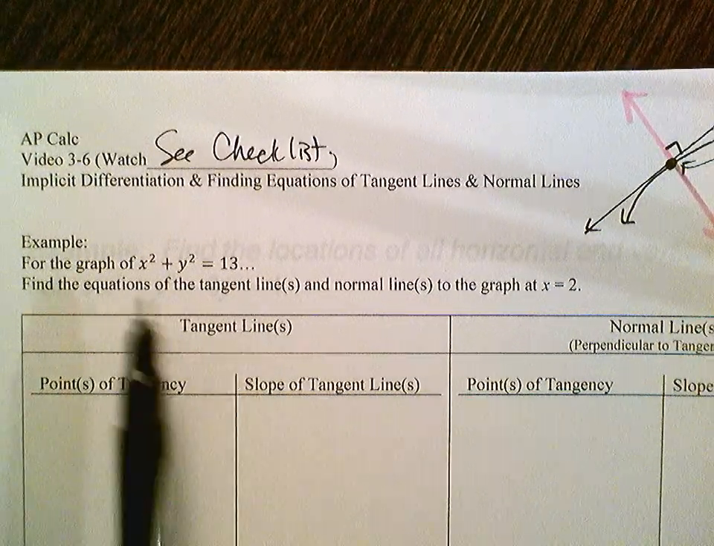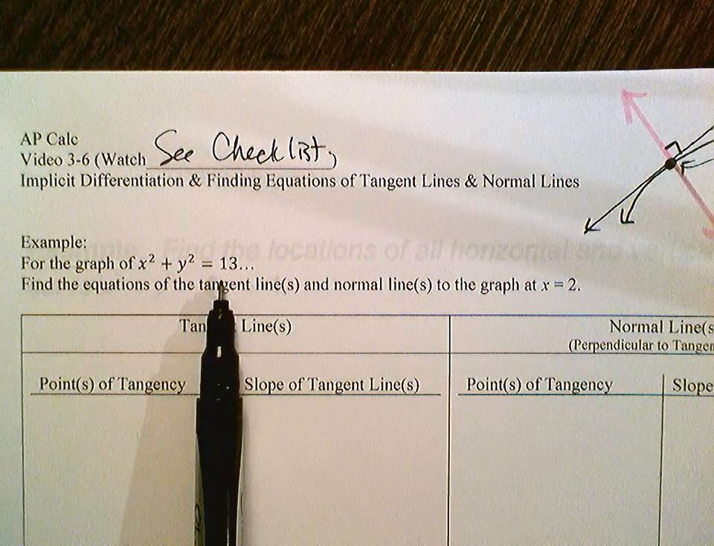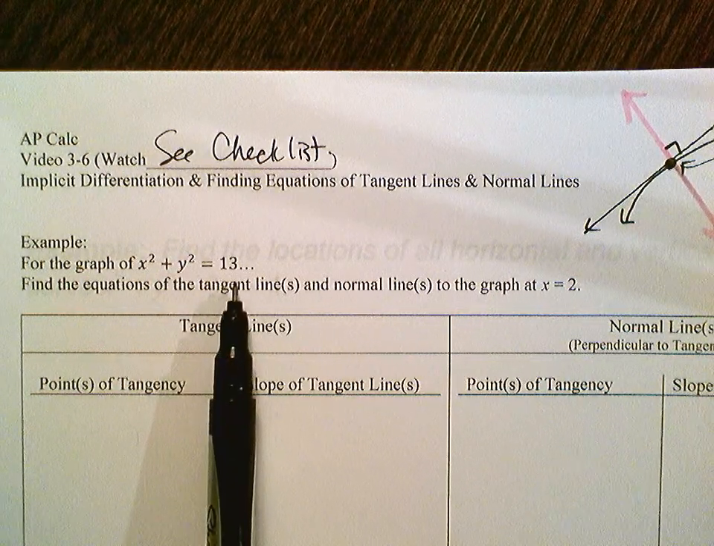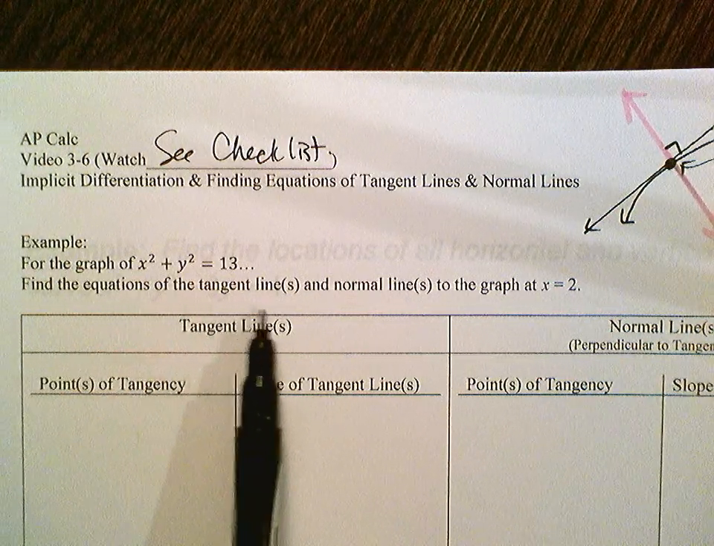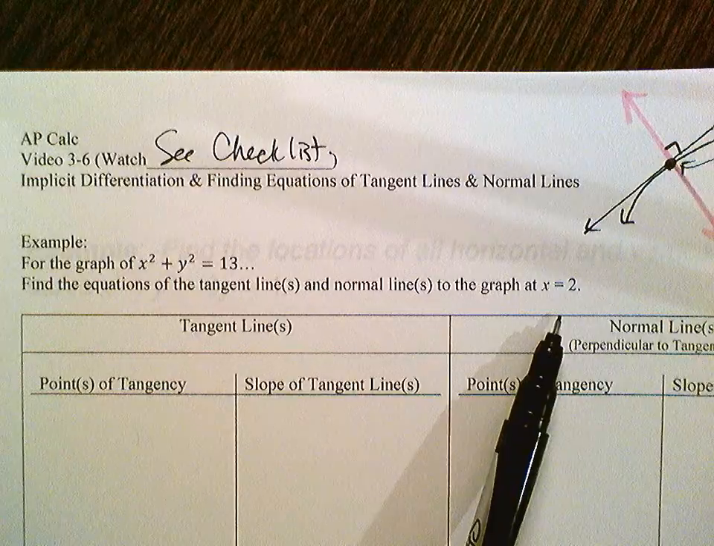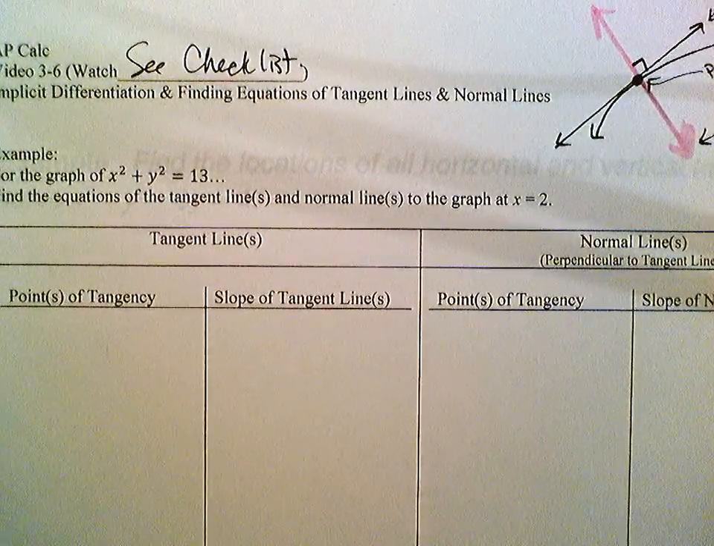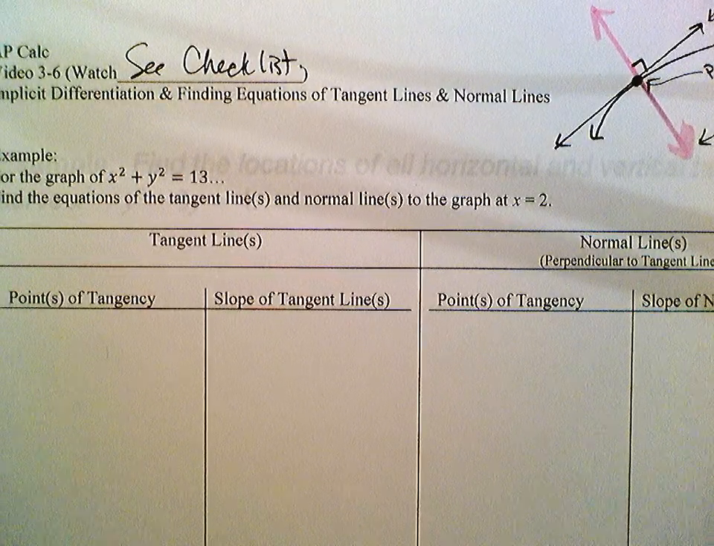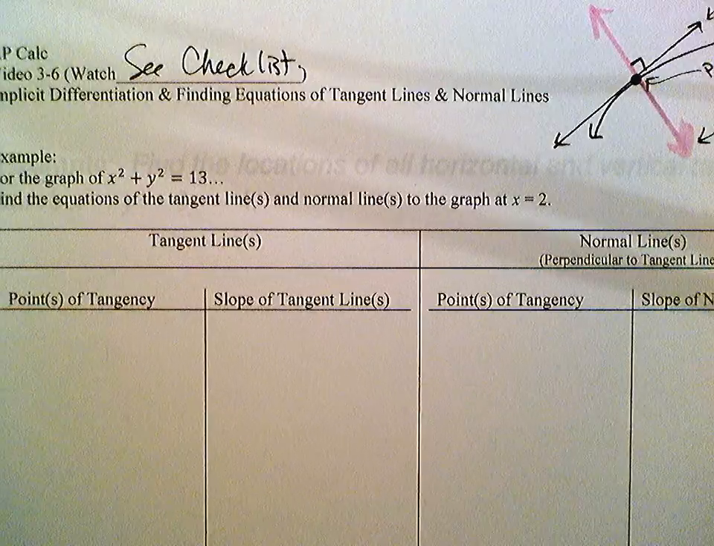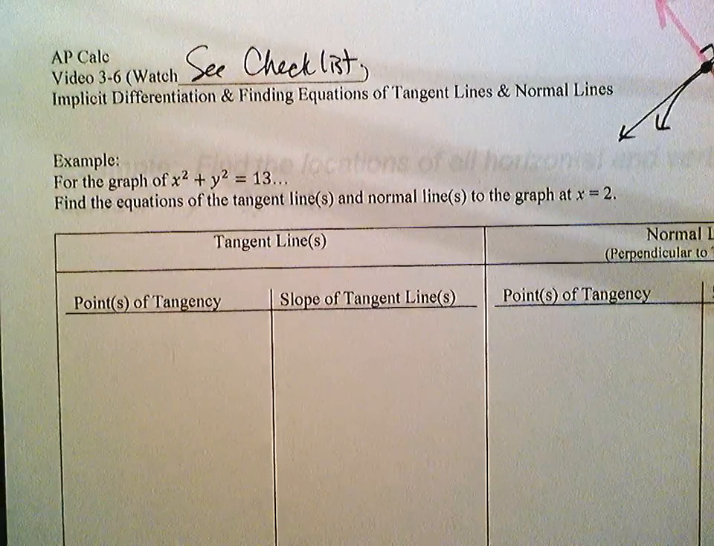So for the graph of this, which by the way is the graph of a circle, it has a center 0, 0, and it has a radius radical 13. Find the equations of the tangent lines and the normal lines to the graph at that point. Now I kind of laid it out for you here. That won't necessarily happen on the AP test or in the future, but I laid it out with tables so we can clearly see the information that we need.